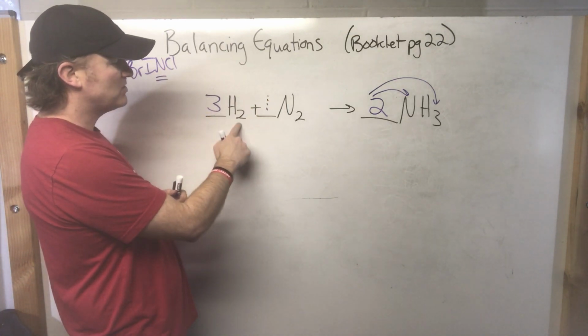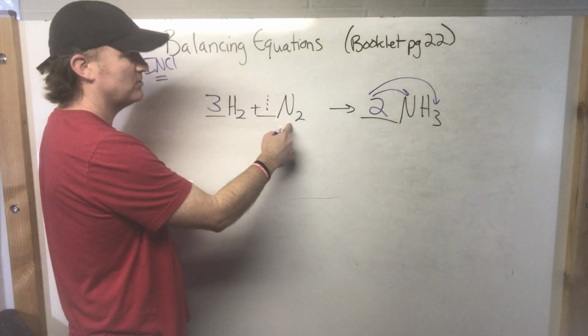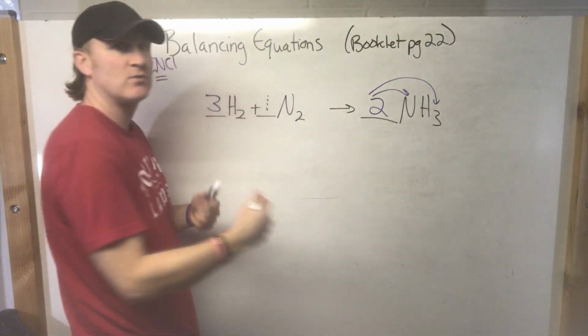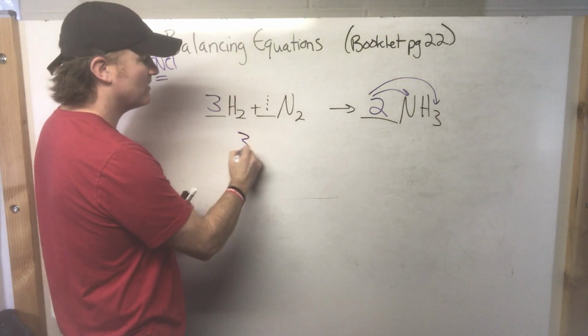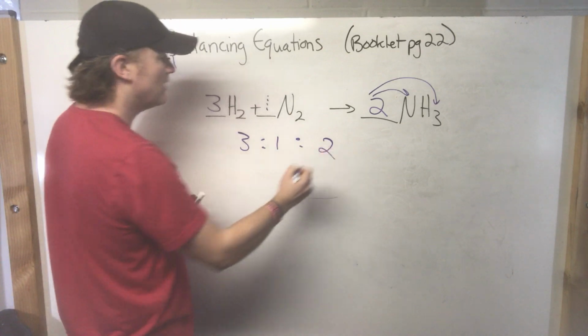Again, 3 times 2 is 6. 2 times 3 is 6. 1 times 2, of course, is 2. 2 times 1 is 2. So we're balanced. But this would be a 3 to 1 to 2 ratio.